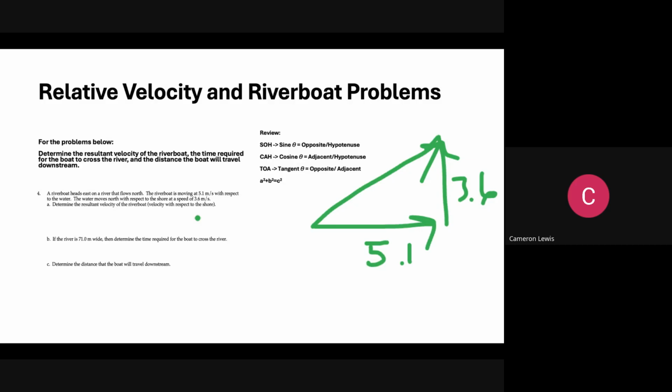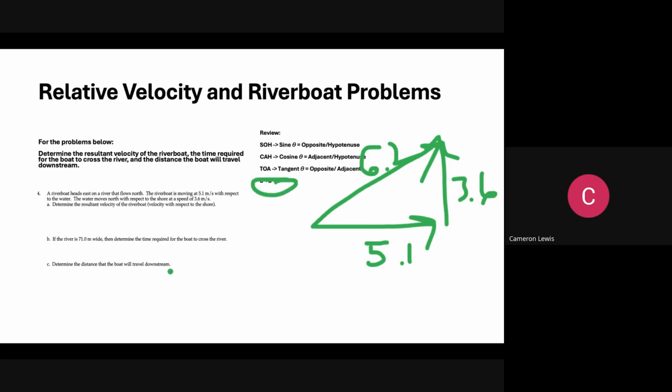I'm rushing through. I'm not gonna lie. I'm gonna do A squared plus B squared. So 5.1 squared plus 3.6 squared. I got 38.97. Then I'm gonna take the square root of that. So I got 6.2. A squared plus B squared equals C squared.